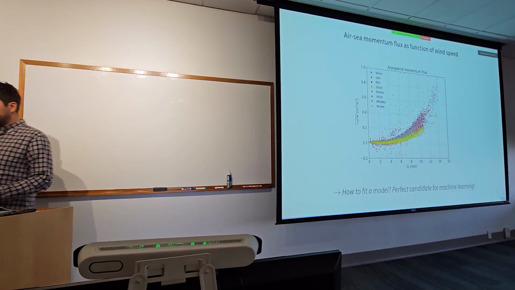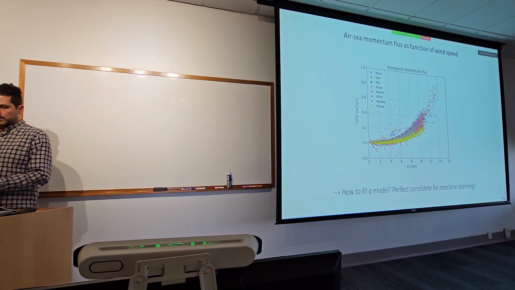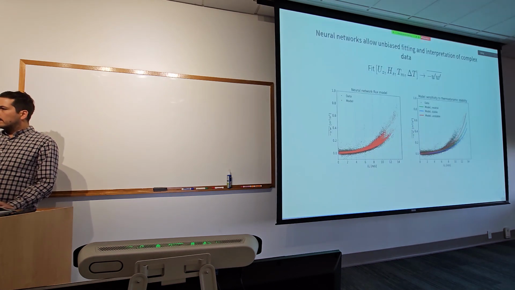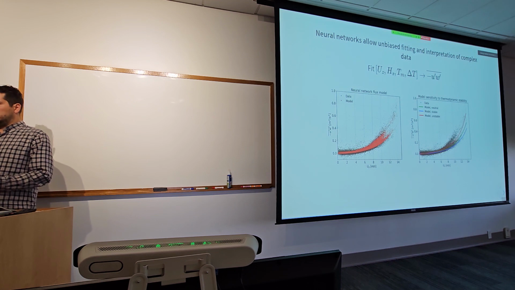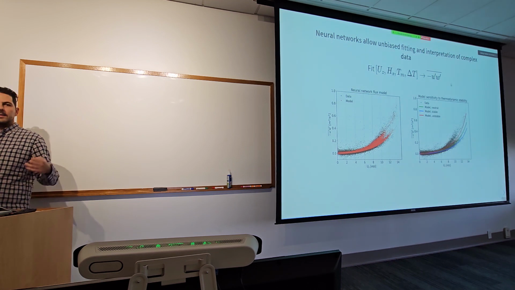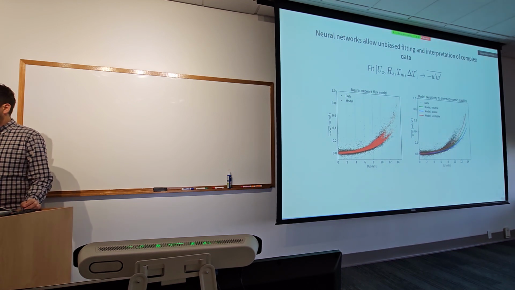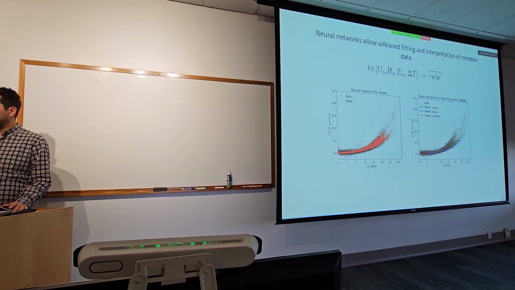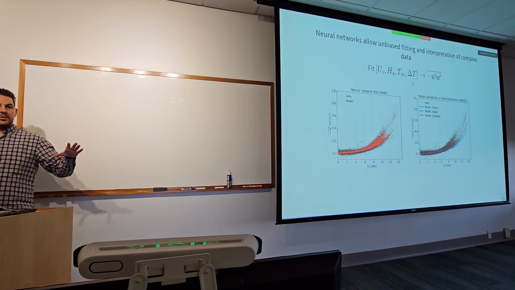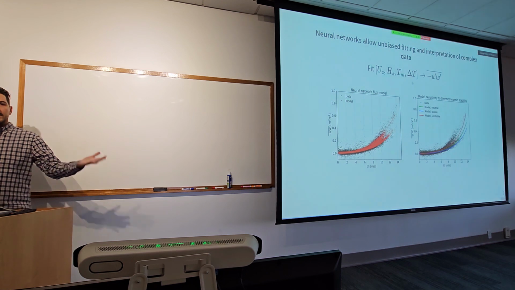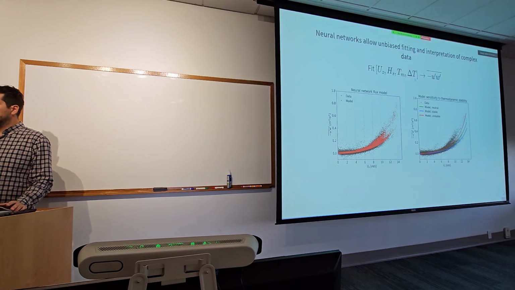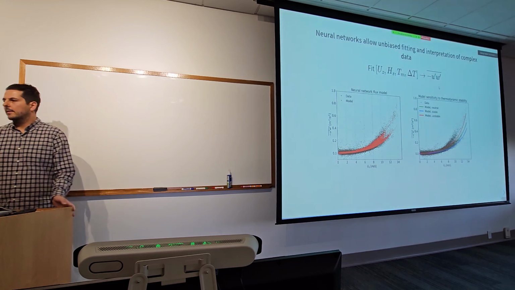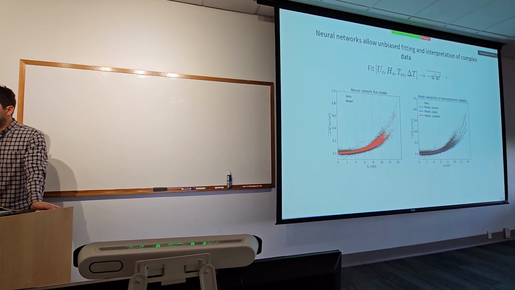And this is a perfect candidate for machine learning methods, and I'm going to show you just one example of how that works. Basically, I can construct a neural network and pick the input parameters that go into it. And here I chose wind speed, significant wave height, mean period, and air-sea temperature difference, which is related to thermodynamic stability, and fit this input data to produce a function that best outputs the flux.